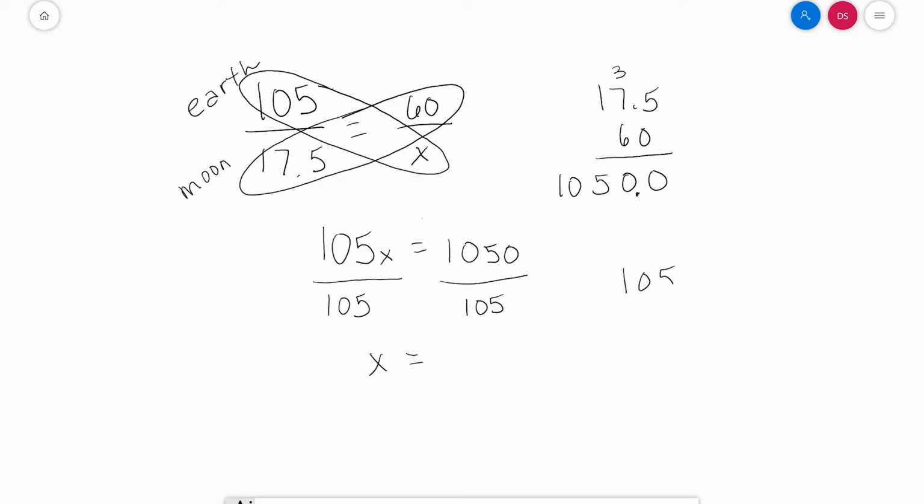And if you need to work that out, it should look like this. 105 goes into 105 once, and there's a 10. The answer is 10. So a 60-pound dog would weigh 10 pounds on the moon. All right, that's the third method of solving proportions.